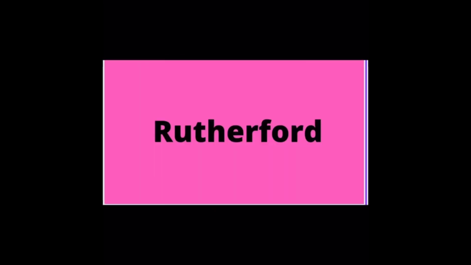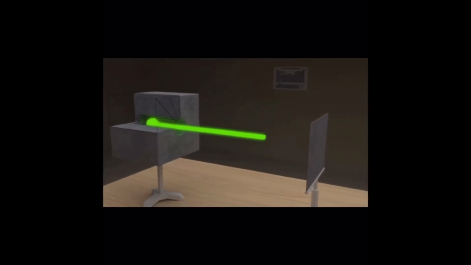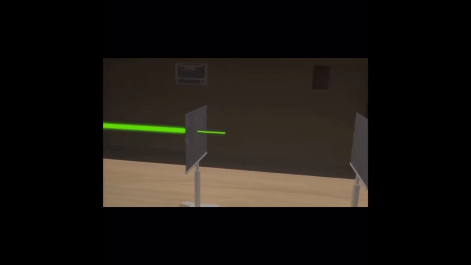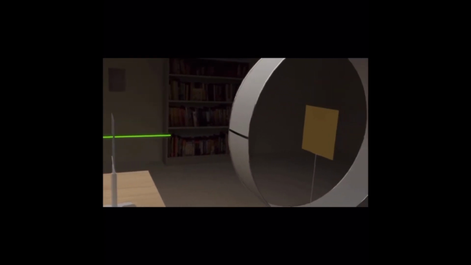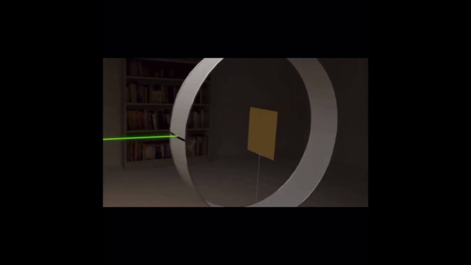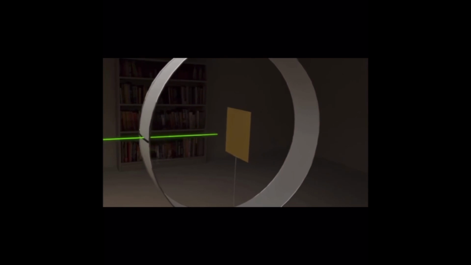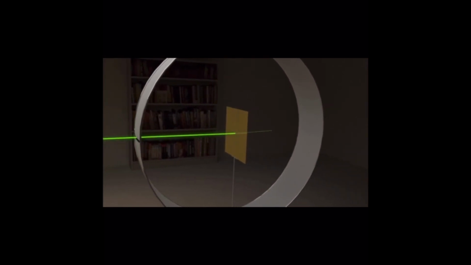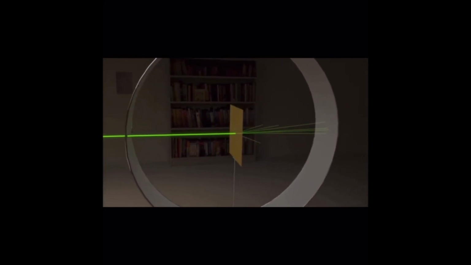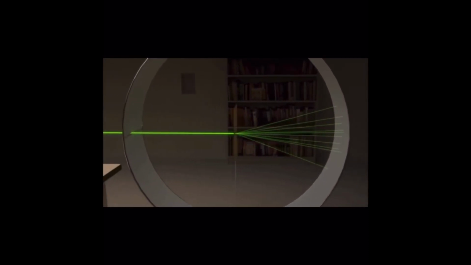So the next person we're going on to is Rutherford. Rutherford picked up from where Thomson left off, and he made an experiment. He shot alpha particles at a thin gold foil, and most of the alpha particles ran through that gold foil, and some of them bounced back. The charge of the gold foil is a positive charge.